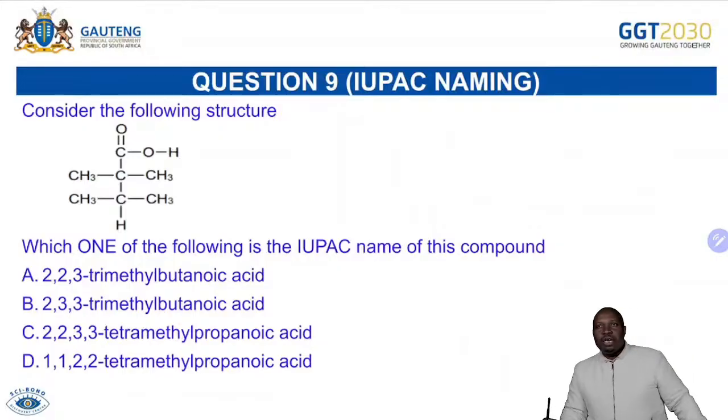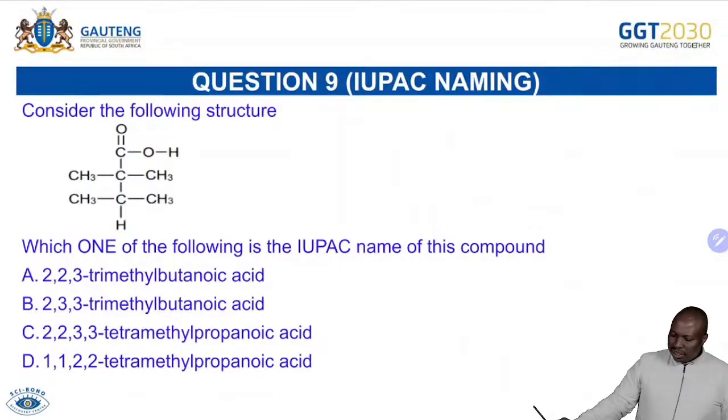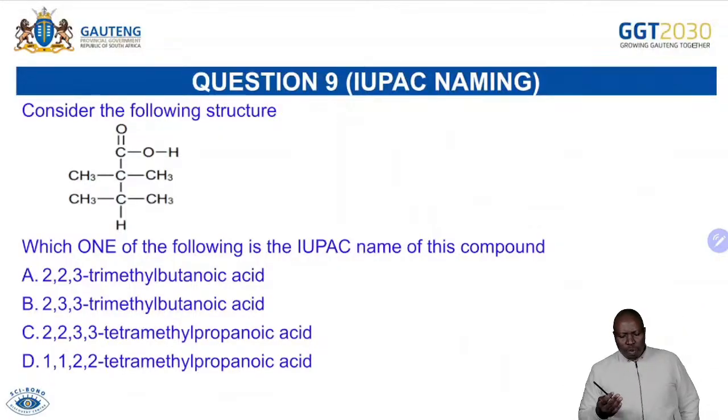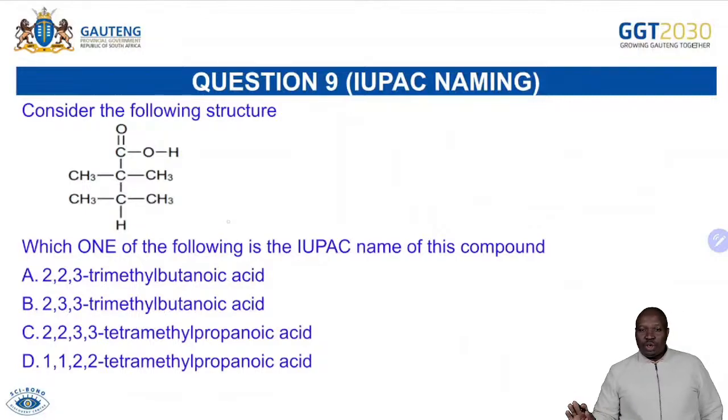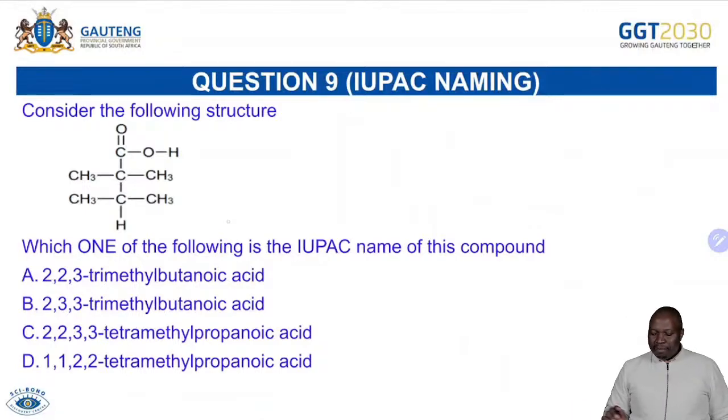We're given this structure to name: consider the following structure. Which one of the following is the IUPAC name of the compound? Now, if you look at this compound, it is very tricky. I told you that sometimes the structure is bent, so you must always be careful of that. Remember, the functional group will always take precedence in terms of numbering, to say which one is carbon number one. Carbon number one is this one. Why? Because it is the functional group.